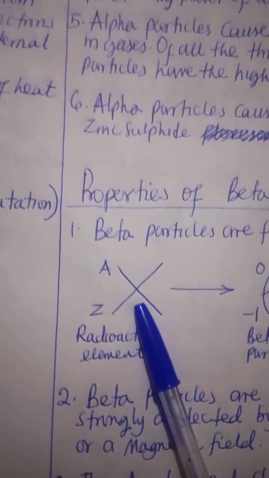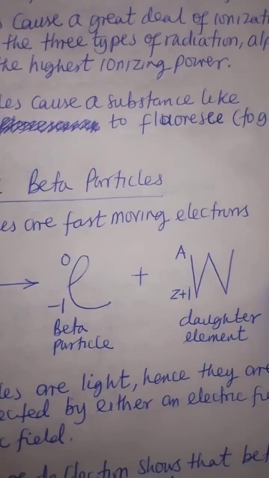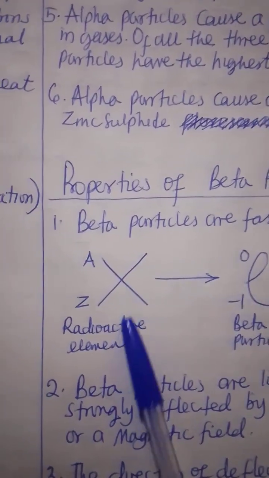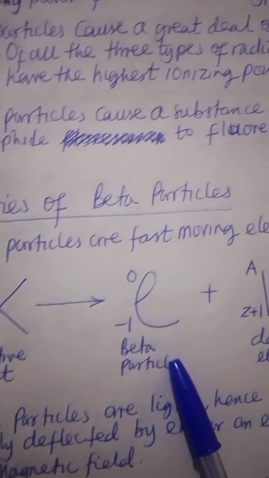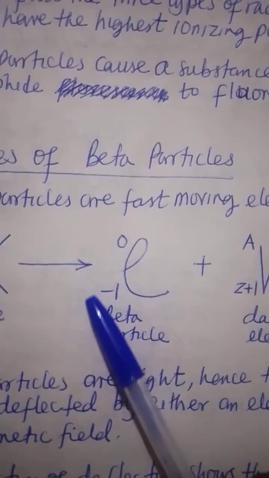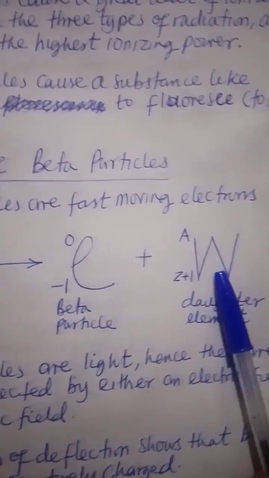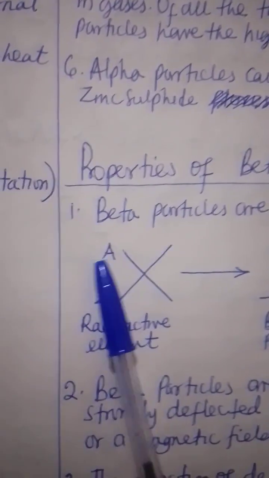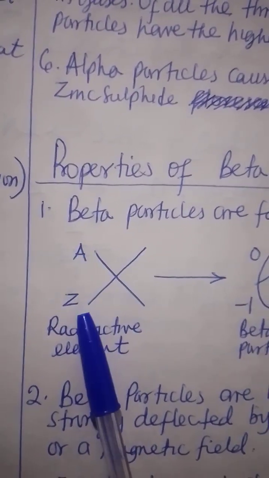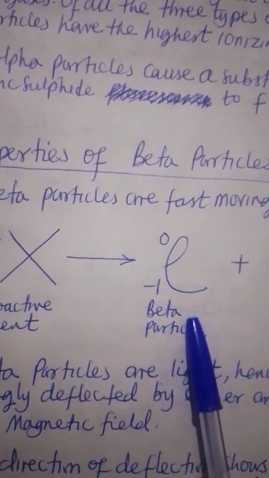Let's look at the disintegration. Remember, we said this process is actually the disintegration process, or what we call the decay process. So when the radioactive element decays, it produces a beta particle. So this is how a beta particle is represented, and the daughter element. So how do we resolve this? Don't forget, this place is A, this is Z. We have ascertained what A is and what Z is. So it gives you this, which is our beta particle.